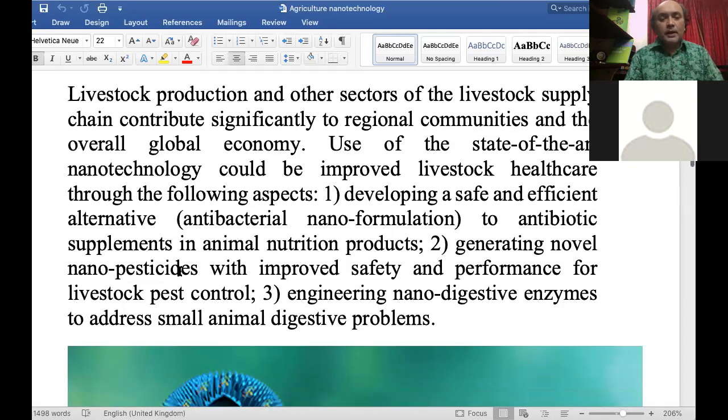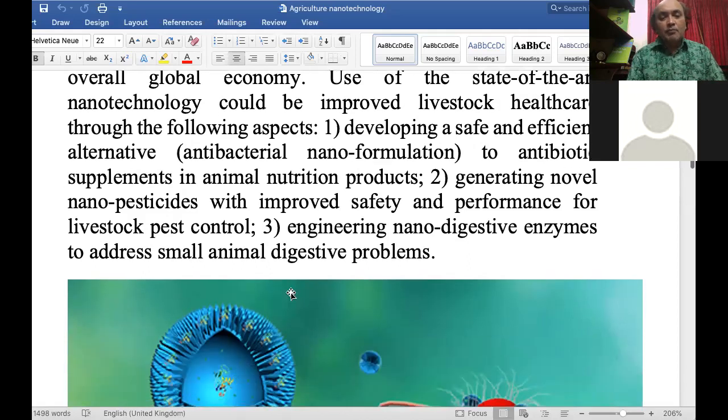Second, generating novel nanopesticides with improved safety and performance for livestock pest control. Livestock has lots of pests, including the mosquito. So different parasites also there. So nano pesticide can be an alternative to replace the synthetic and hazardous pesticide currently being used.